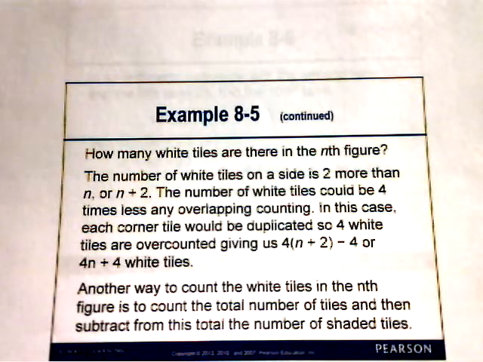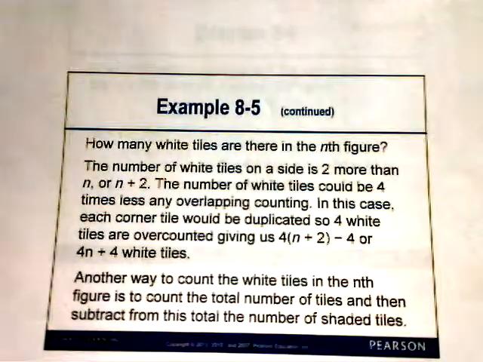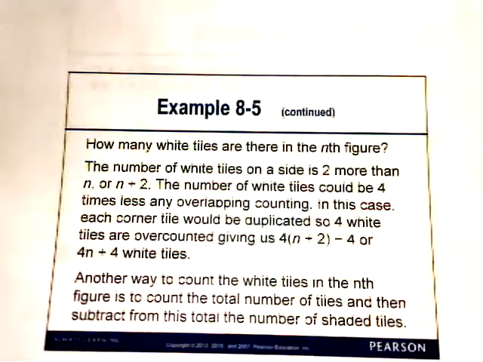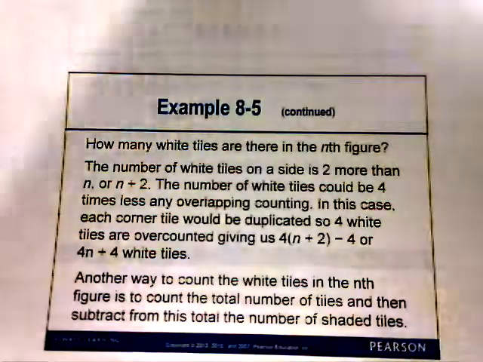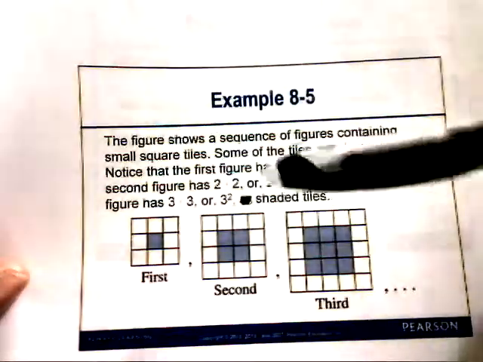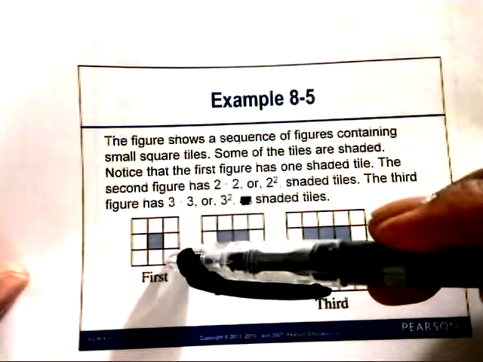Another way to count the white tiles in the nth figure is to count the total number of tiles and then subtract the total number of shaded tiles. Okay, so in other words, I'll pull this back up. You want to count the total number of tiles and then subtract the number of shaded tiles. Let's say in this one, we have 9 tiles altogether.